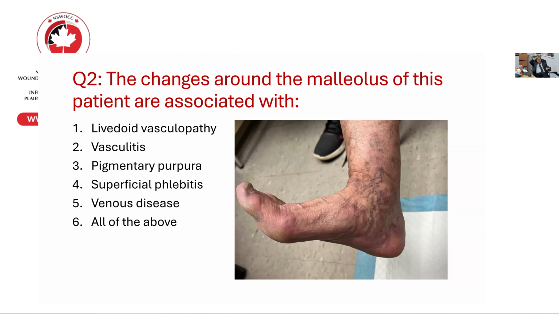The changes around the malleolus of this patient are associated with livedoid vasculopathy, vasculitis, pigmentary purpura, superficial phlebitis, venous disease, are all of the above. And I would describe this as arborizing veins that appear to be radiating down from the medial malleolus in this patient.